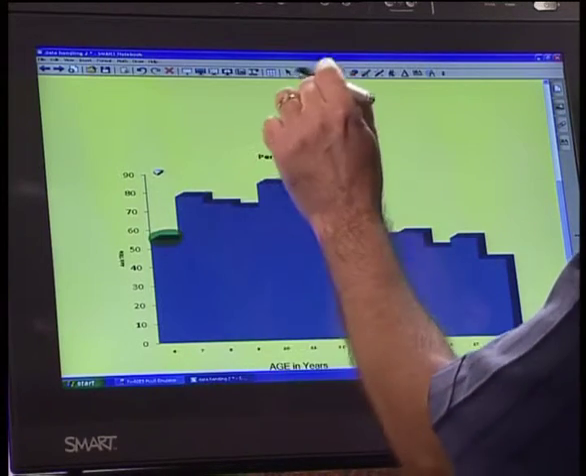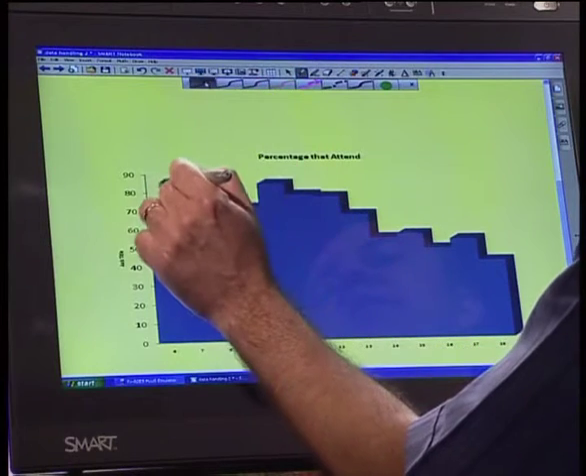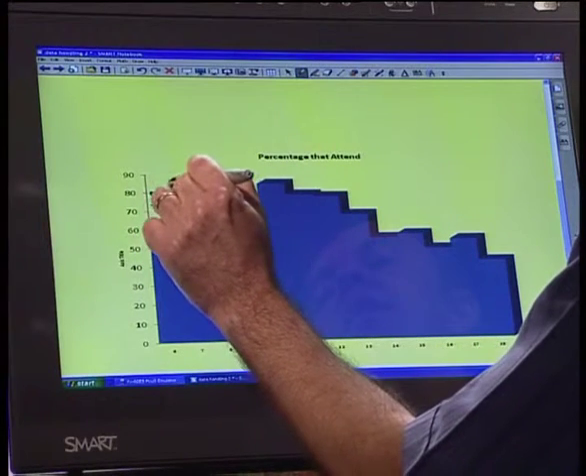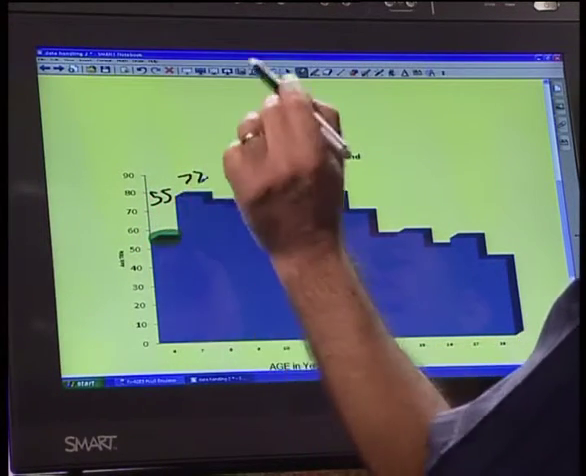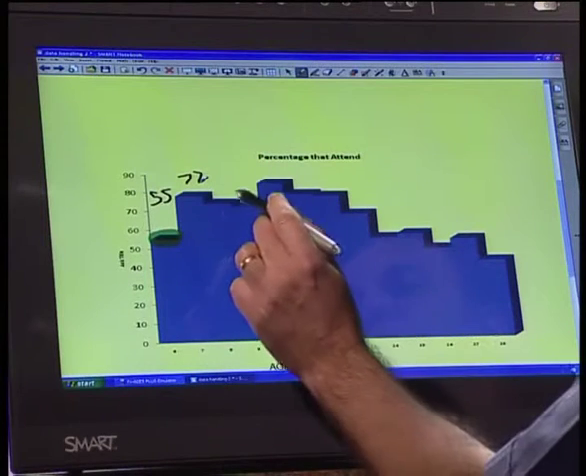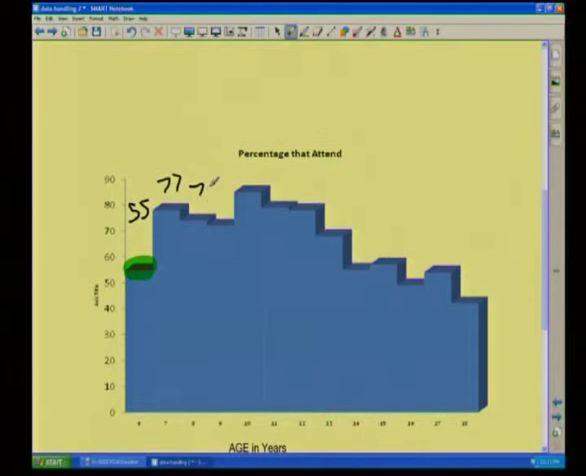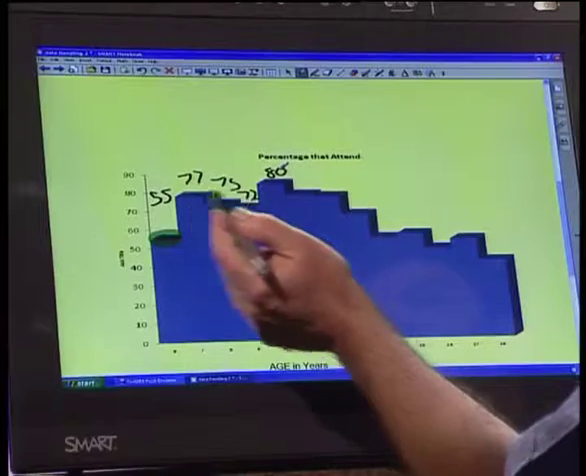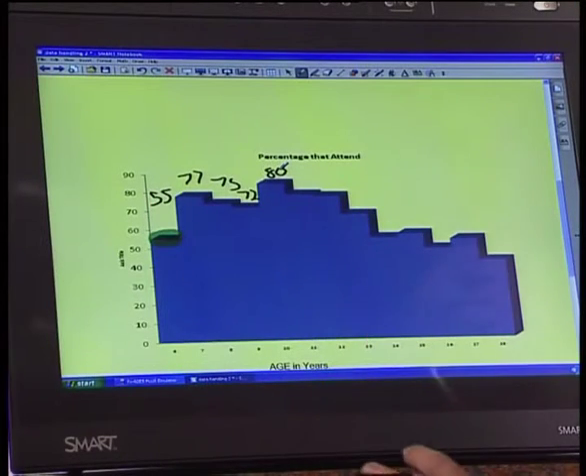Let's put those two numbers again, 55 here and 77 there. The 8-year-olds were just slightly less. Let's make that 75. 9-year-olds, maybe 72. 10-year-olds, well, that was about 80. All I'm doing is looking at the ages and reading off the y-axis what the values are of the people that attended.